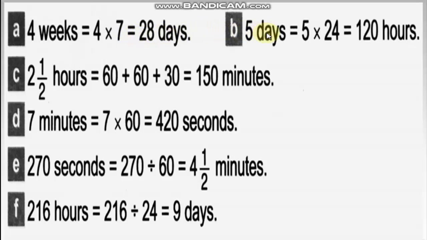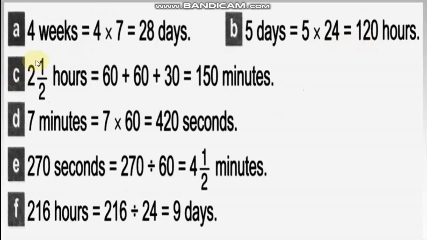Letter B. 5 days equals how many hours? We know that one day has 24 hours, so we'll multiply 5 times 24. 5 times 4 equals 20. 0 and carry 2. 5 times 2 is 10. 10 plus 2 equals 12. The result here will be 120 hours.